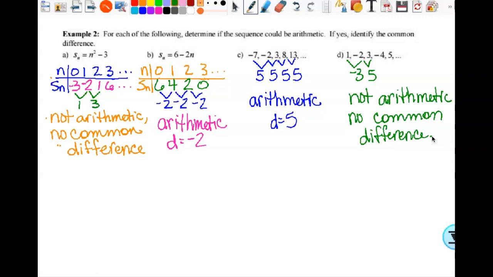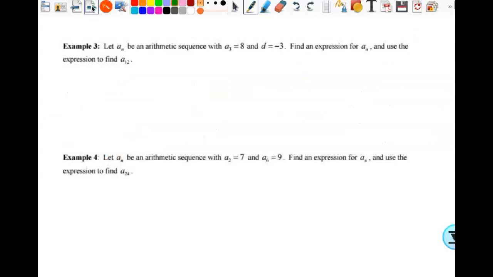All right, so let's flip this over. And then we're going to rewrite our formulas from the front up here at the top here. So we have a sub n equals a sub 0 plus d times n. We also have a sub n equals a sub k plus d times n minus k.